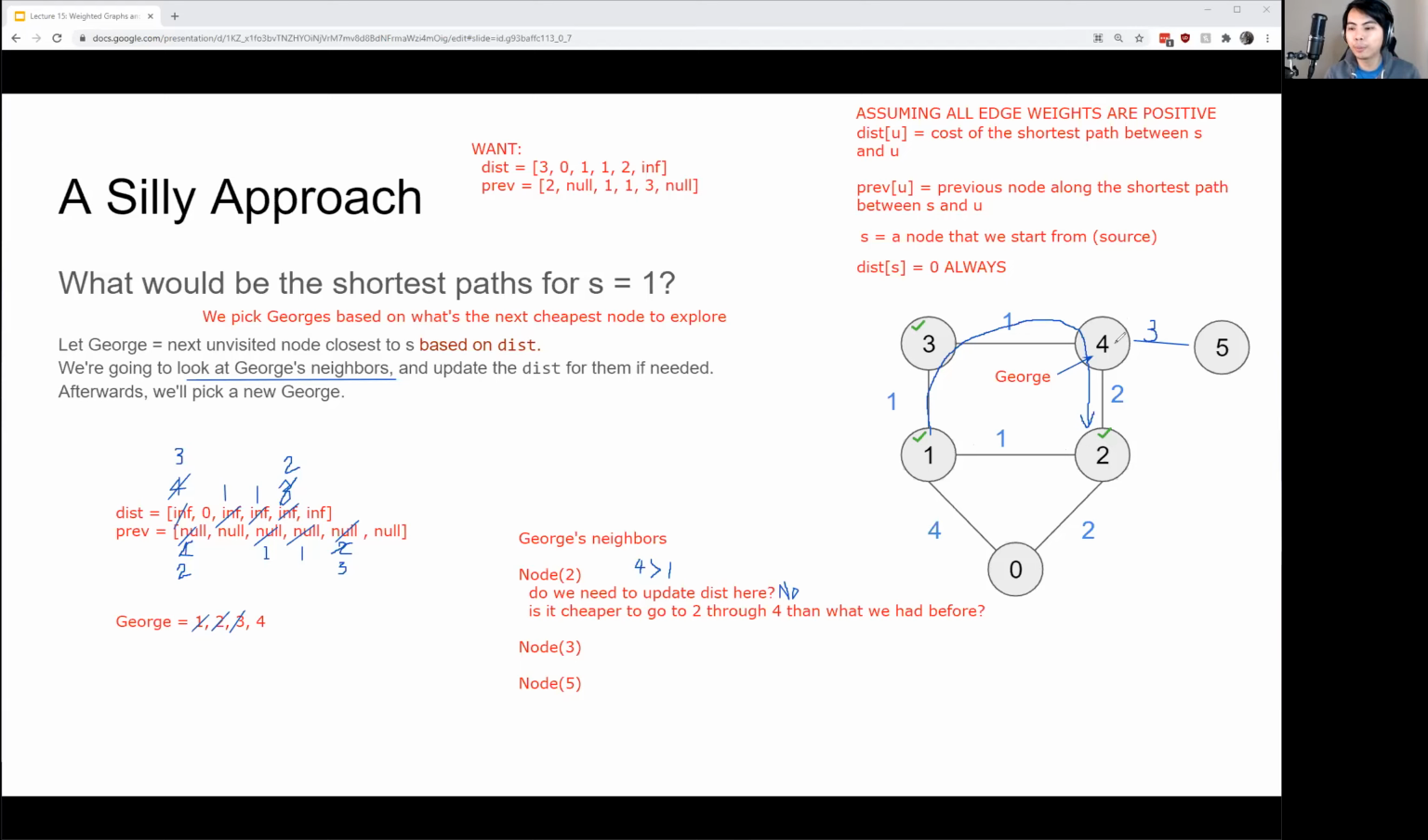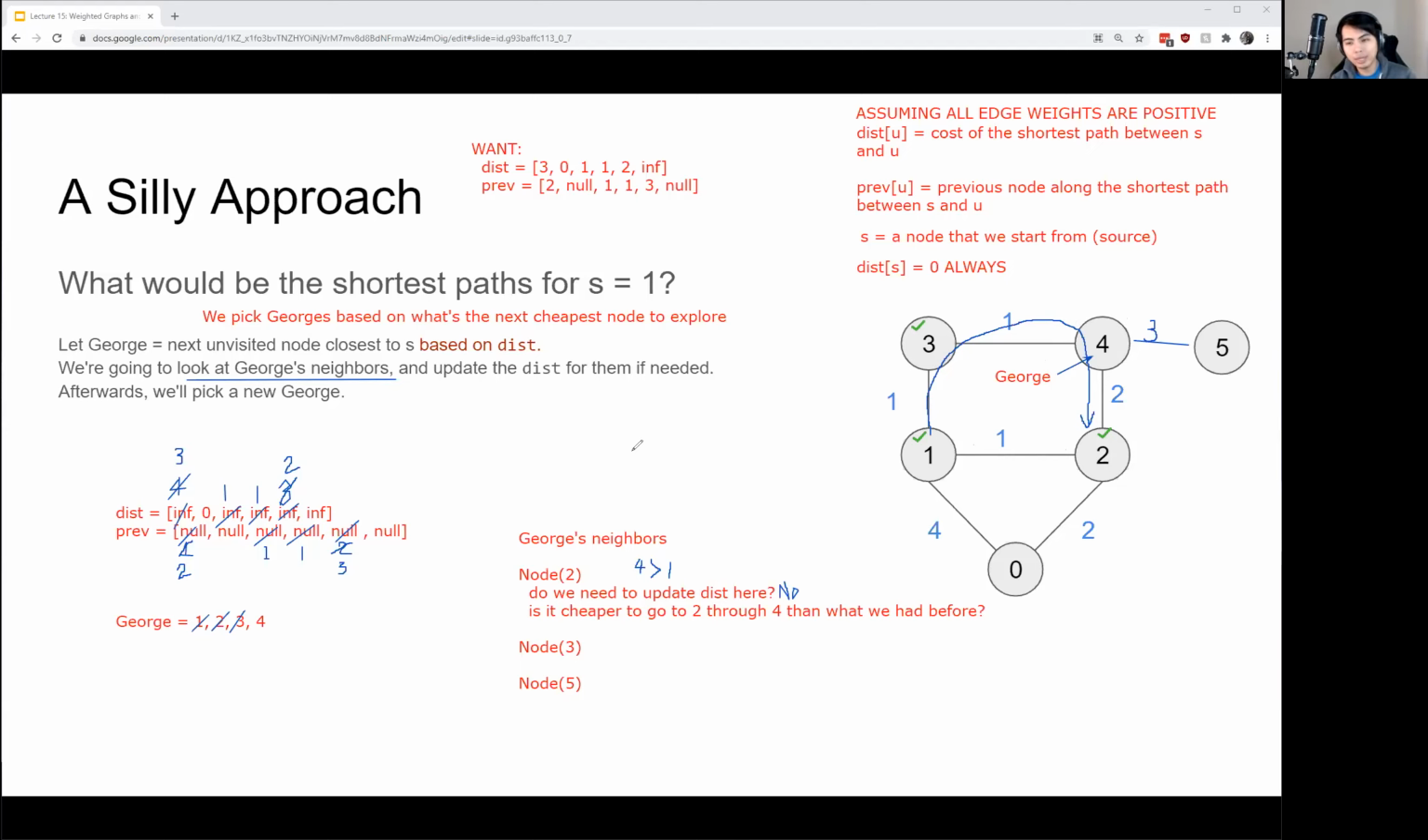The new way that we're proposing is to go through 4, which means the cost to get to 4 has to be added to the cost of getting from 4 to 2. Well, that cost in total will be 4, which is way more expensive than the previous cost, so we don't need to update distance. This algorithm does assume we have no idea what the graph actually looks like. We're just going in blind, right?